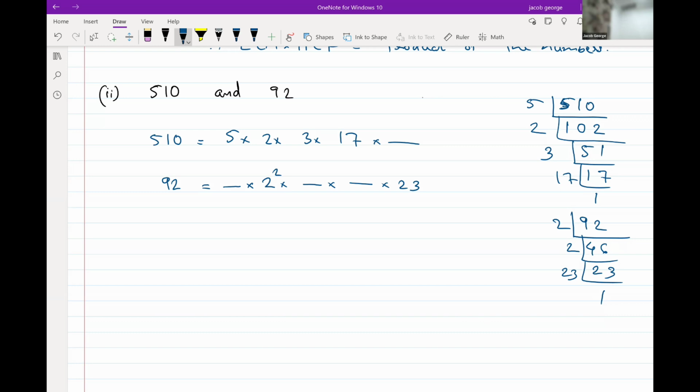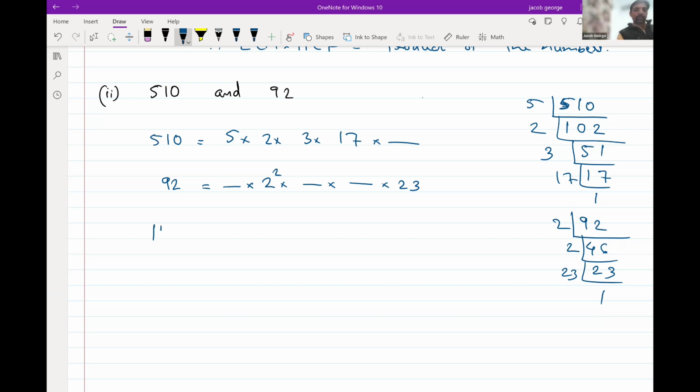Now you understand the meaning of that space in between, because there is no 3 in the second line, there is no 17 in the second line, there is no 5 in the second line. So I kept space, and there is no 23 in the first line. Clear? Now can you tell me what is HCF? Is it 2? It is 2, because from the common primes we take the lowest power. What is the lowest power of 2 and 2 square? It is 2. So HCF is 2.